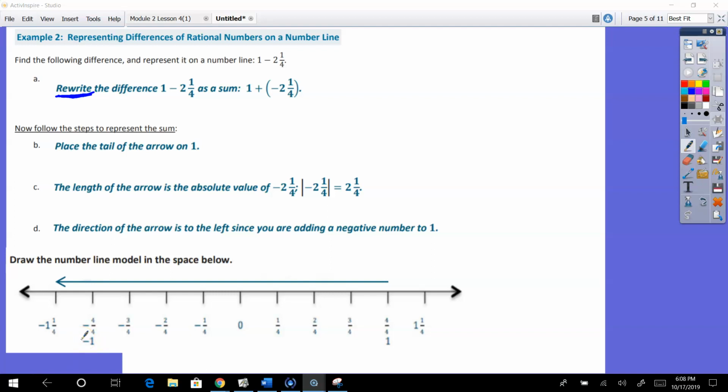So we place the tail of the arrow on 1, so here it is at 1, and then we draw it to the left since it's a negative. The distance it's going to go is 2 1/4. From 1 to 0 would be 1, so this is 1 whole. From 0 to negative 1 would be the second whole. This is 2. And then we had to go a fourth, and so that puts us at negative 1 1/4 as our answer.